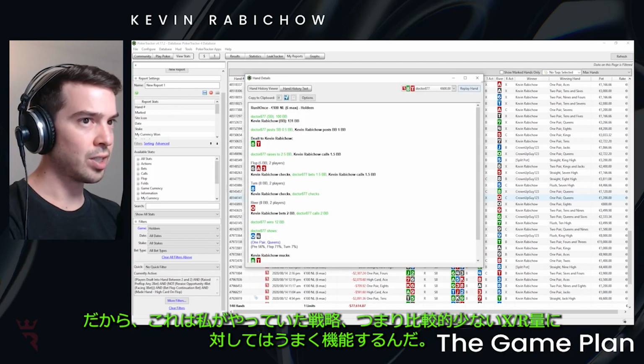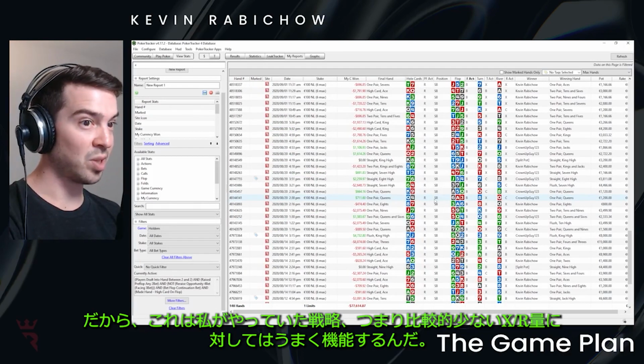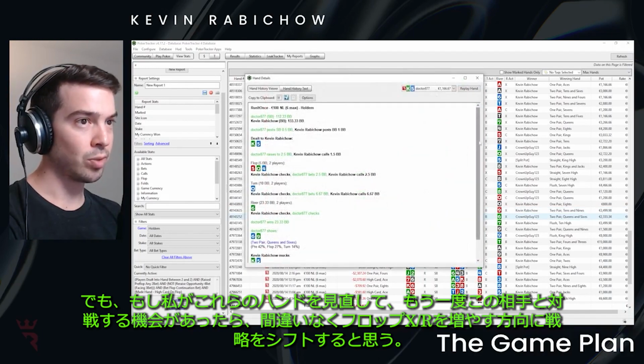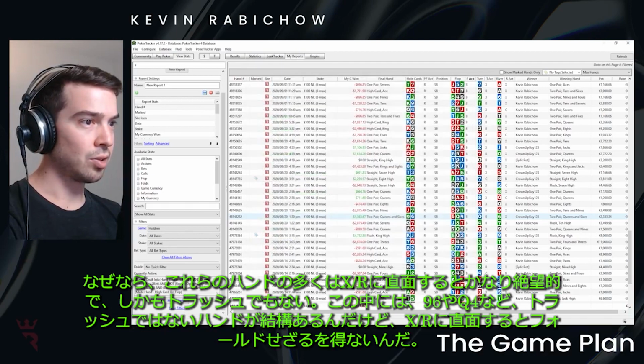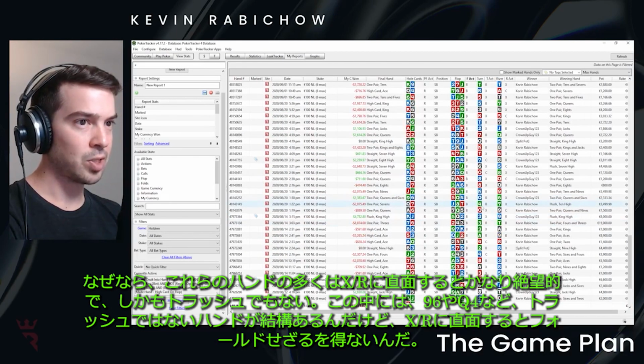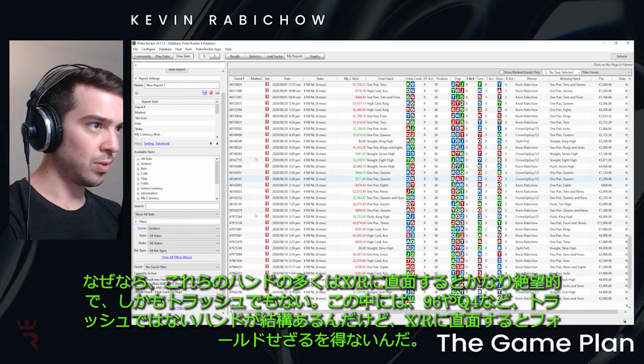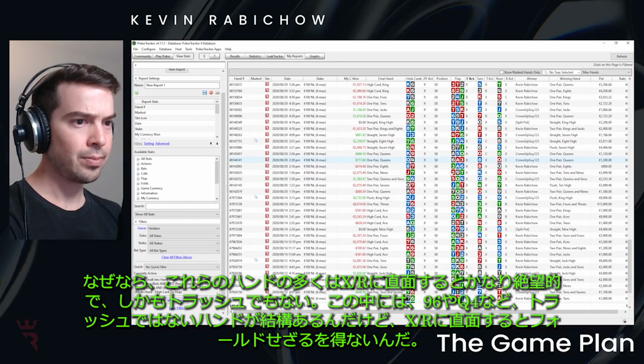So this works fine against the strategy that I was playing, which was relatively low in check raise volume. But if I had the opportunity to review these hands and then play this opponent again, I would certainly be shifting my strategy towards more flop check raising, because a lot of these hands are pretty hopeless when faced with a check raise. And they're not exactly trash either. Like, there's a good number of hands in here that are not trash, like the 9-6 or the Queen 4, but facing check raise, they have to fold.